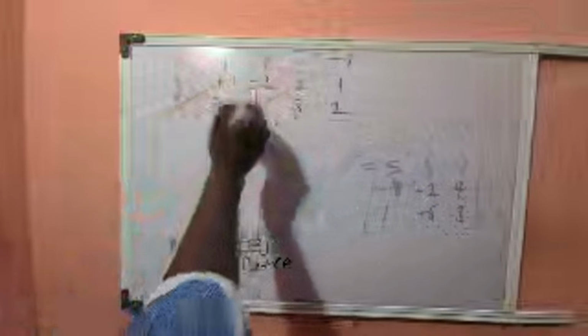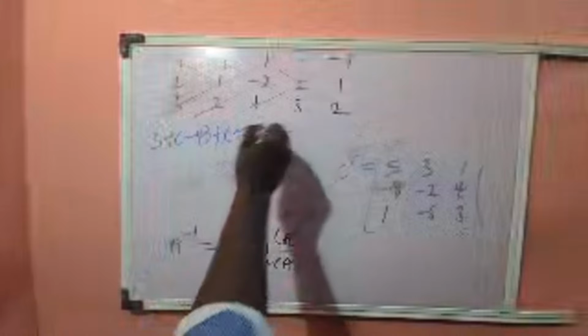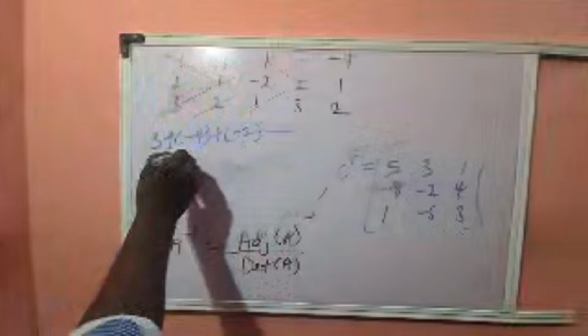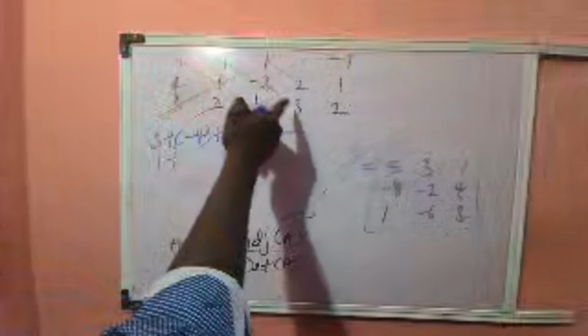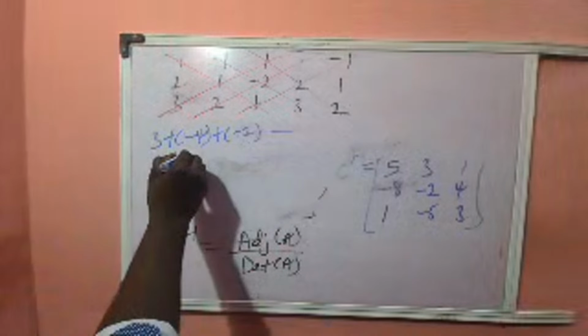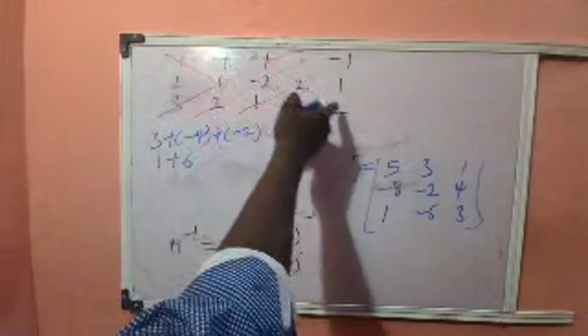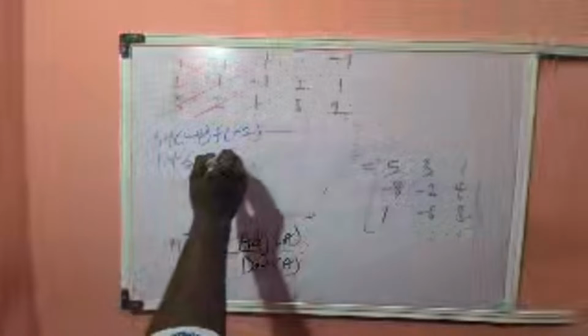3 times 1, this is 3, plus 2 times minus 2, this is minus 4. You multiply everything together, 1 times 2 times minus 1, this is minus 2, minus, we have 1 times 1 times 1, that'll be 1, plus minus 1 times minus 2 times 3, this will be 6. Because minus 1 times minus 2 is 2, times 3, that's 6. 2 times 2 times 1, that will be 4.